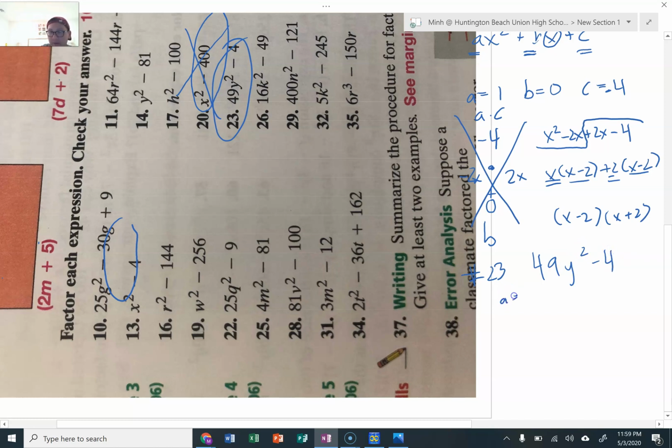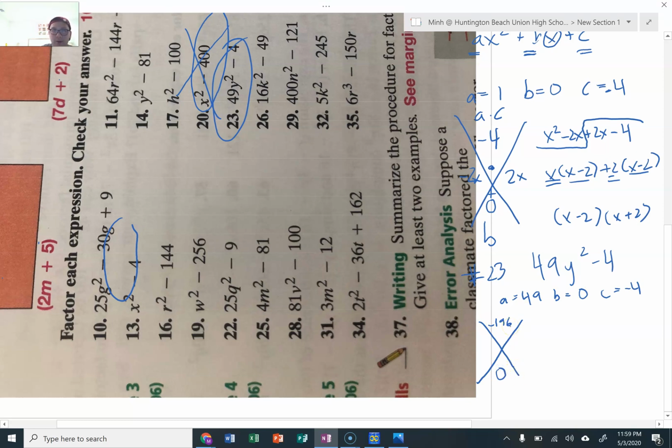So my a is going to be 49. My b, there's no y to the first, so that'll be 0. And my c is going to be negative 4. Alright, and then we're going to do our x puzzle. Alright, a times c is going to be on the top, so that's going to be negative 196. My b is 0, that goes on the bottom.